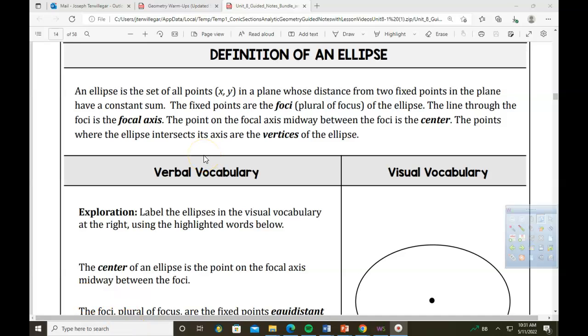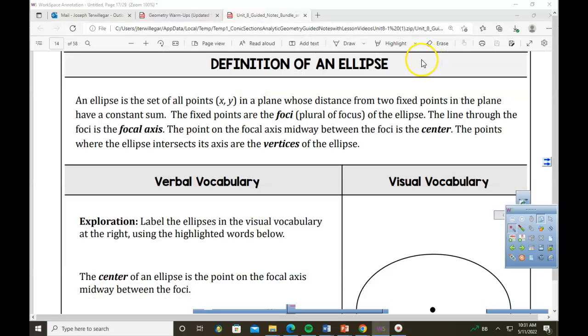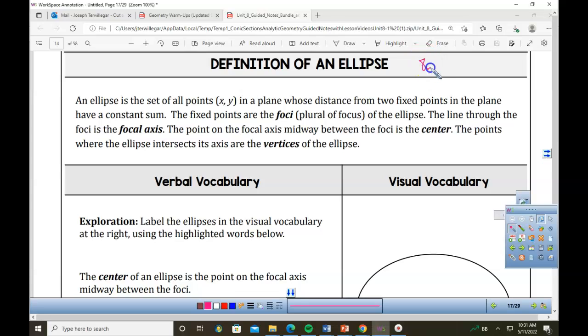Today we are going to be looking at lesson 8.3. We're going to look at ellipses. Did I say 10.3? Did I say 8.3? 8.3. All right, what is an ellipse?